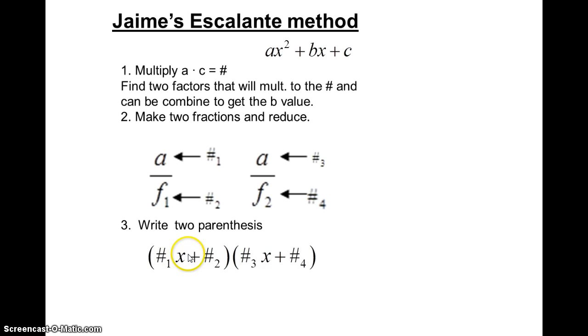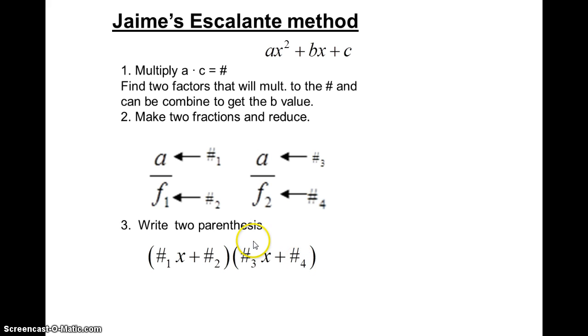First, make sure you use the variable that's in the trinomial. So if we have x, you use x. If you have p, you use p, whatever variable you have. The number before x is going to be number 1, and I'm looking at the first parenthesis. The number after the x is going to be number 2. So whatever number you have here goes in front of the x. The number on the bottom goes after the x. For the second parenthesis, you're going to use number 3 before the x and number 4 after the x.